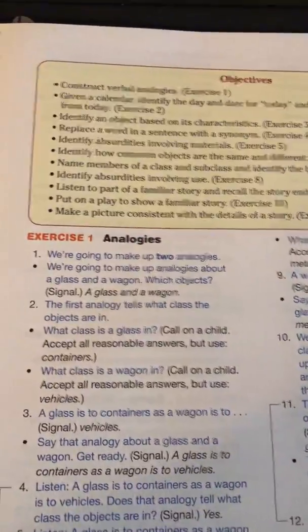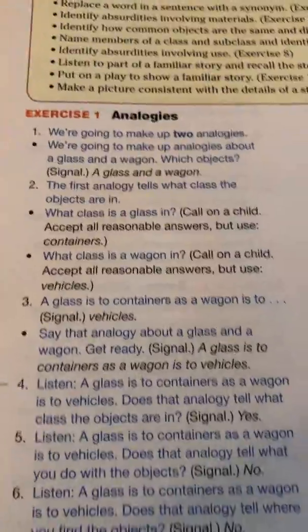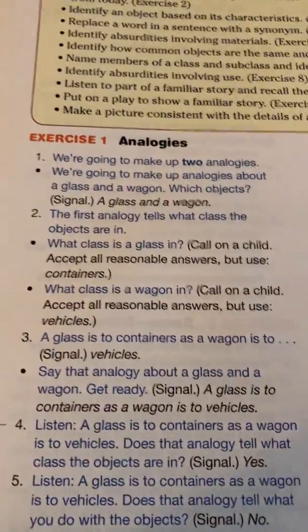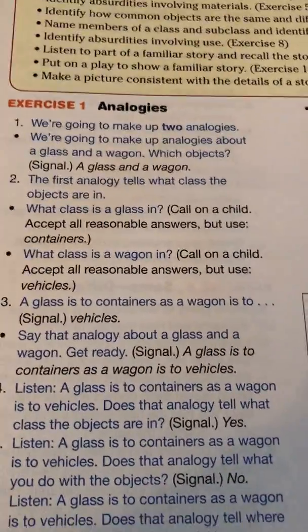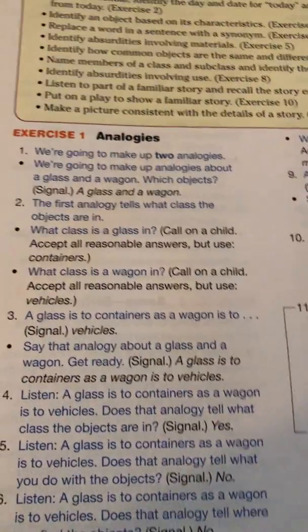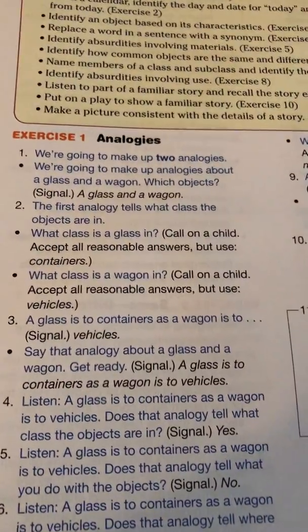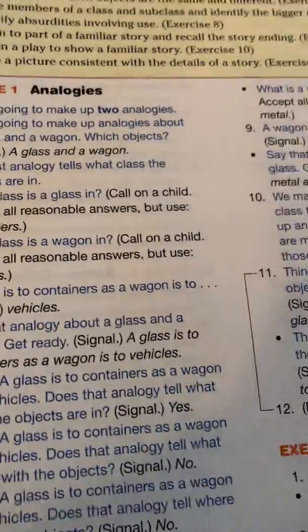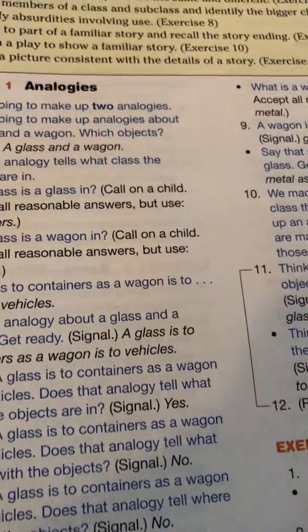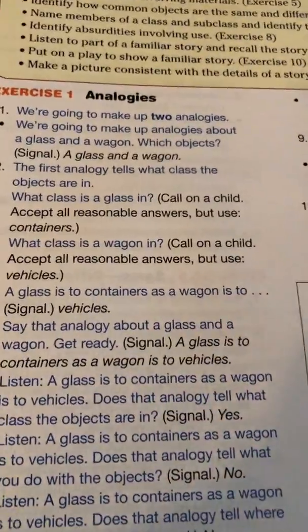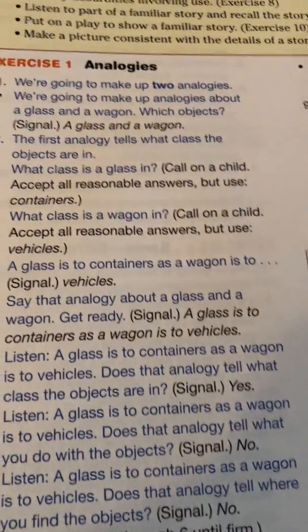Lesson 79 for the white group. We're going to talk about analogies. We've been talking about analogies, so we're going to make up two analogies. We're going to talk about a glass and a wagon. Listen again, we're going to talk about a glass and a wagon. Which two objects? A glass and a wagon.